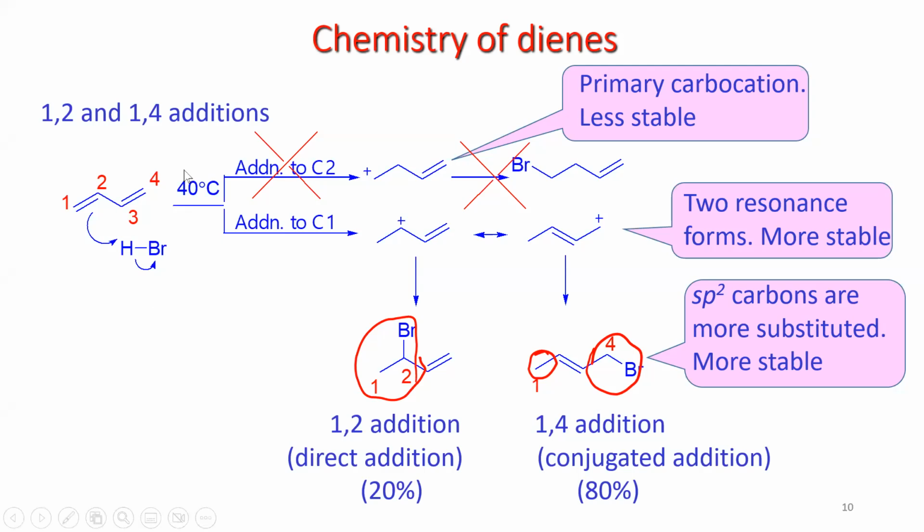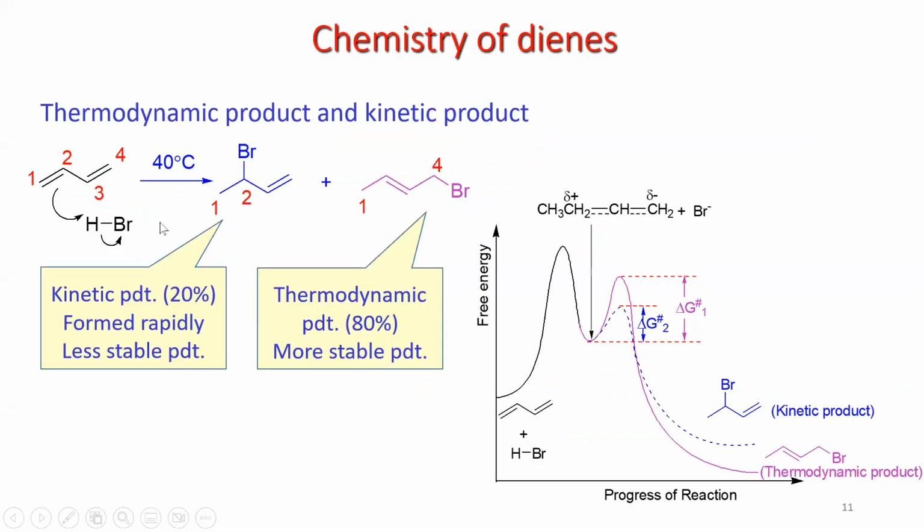So at this temperature, now note the temperature here, right? So we will get different compositions when the temperature is changing, right? So we can show why it is happening by plotting a free energy diagram like this.